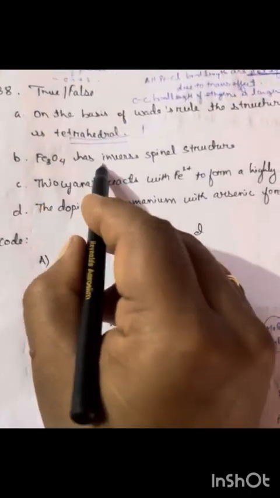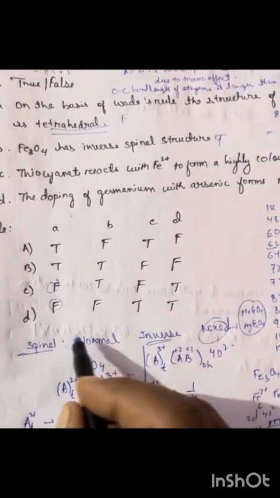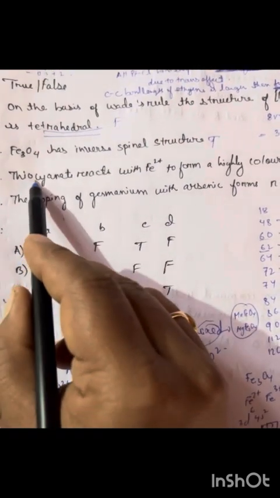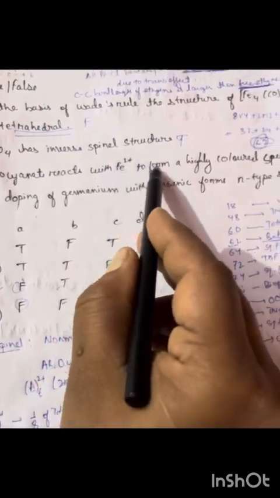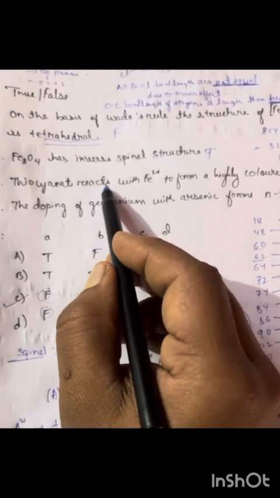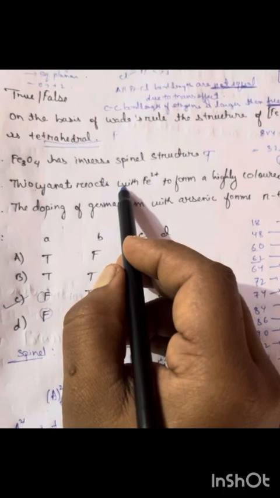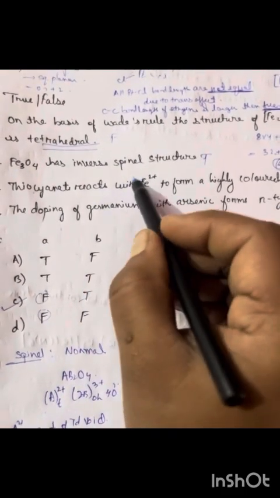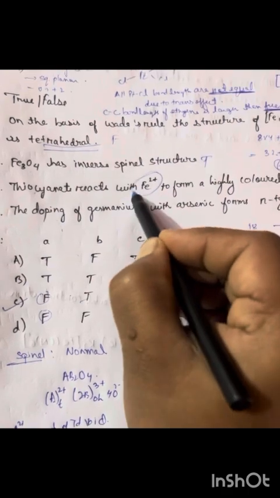So in the question, this is an inverse, this is true. It means this is true, this is true. The answer will be C, right? Now you see, thiocyanate reacts with Fe2 plus to form a highly colored species. This is from the NCERT book, class 11 equilibrium chapter, Le Chatelier's principle, the application of concentration. There it is. Actually you can find it should be Fe3 plus.